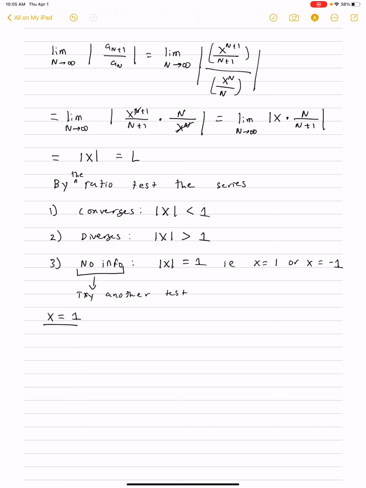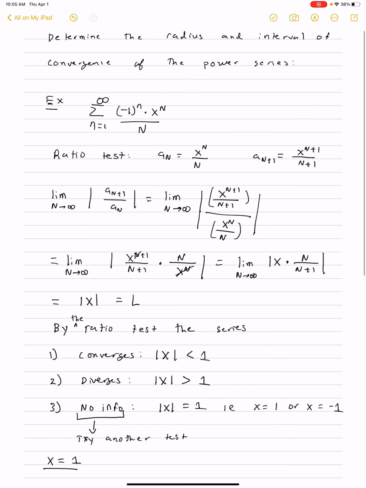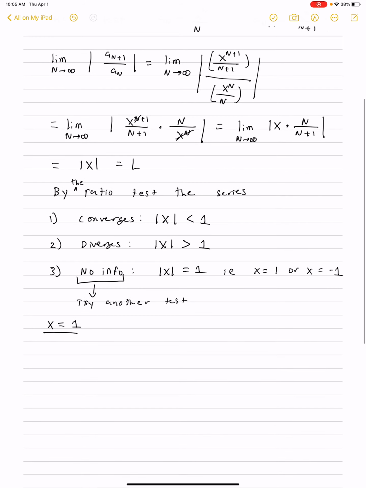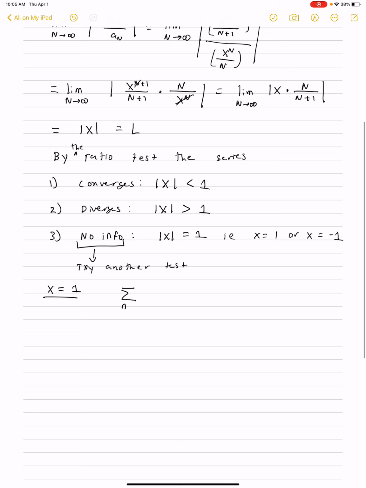If x equals 1, I need to go back to my original series. Here it is. And when I plug it in, I'm going to get this: the summation from n, let me check where it starts, n equals 1 to infinity of minus 1 to the n multiplied by 1 to the n divided by n.